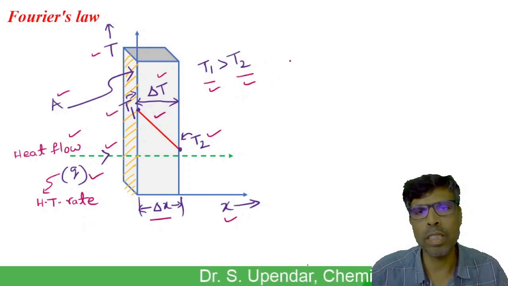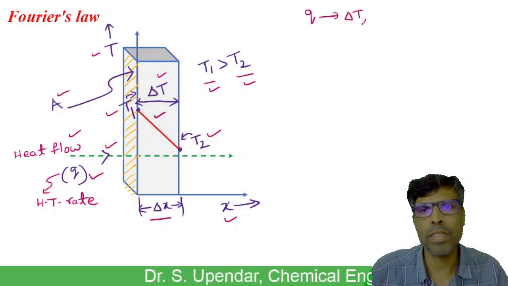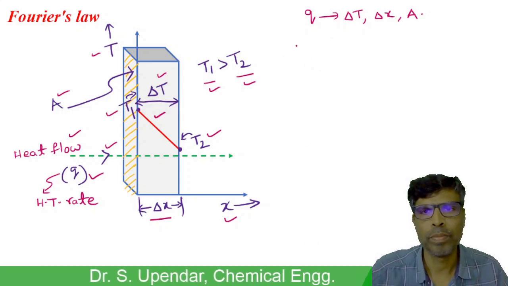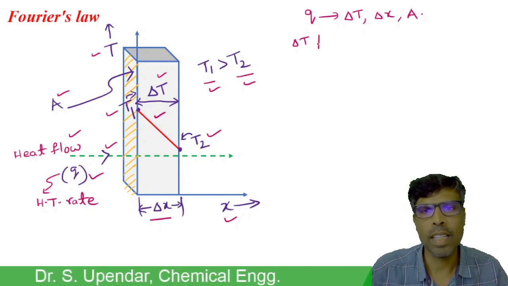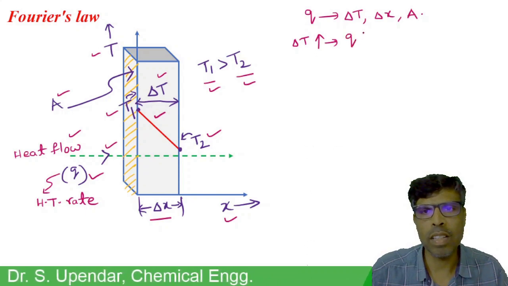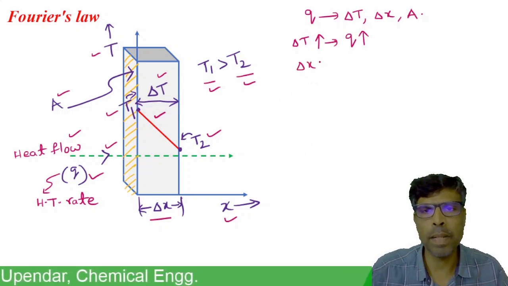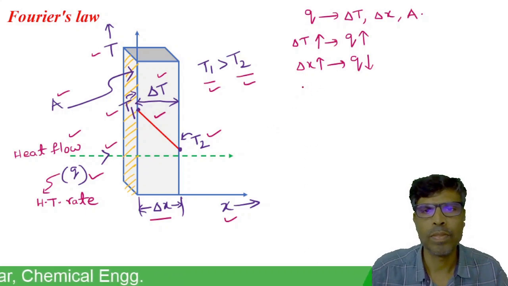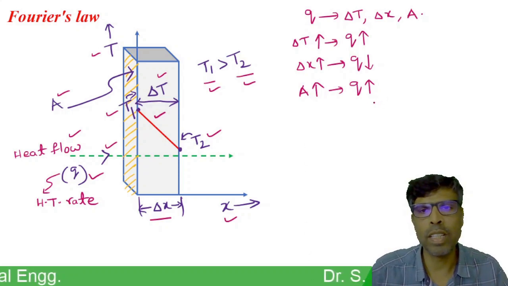From the experimental results, it was observed that heat transfer rate Q depends on temperature difference, thickness of the flat plate, and surface area. For example, if delta T, which is the driving force for heat transfer, increases, heat transfer rate also increases. If delta X, which is the thickness of the flat plate, increases, heat transfer rate decreases. If surface area increases, heat transfer rate also increases due to the availability of more surface area.